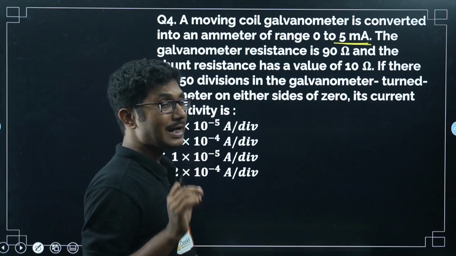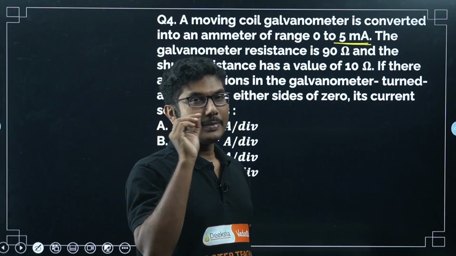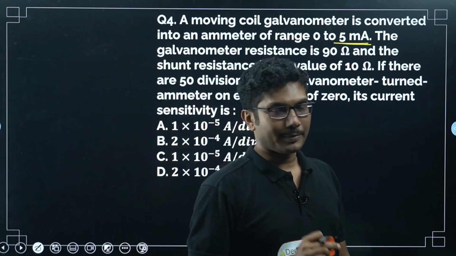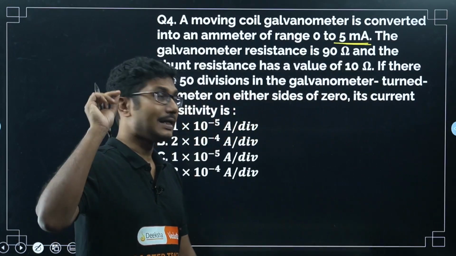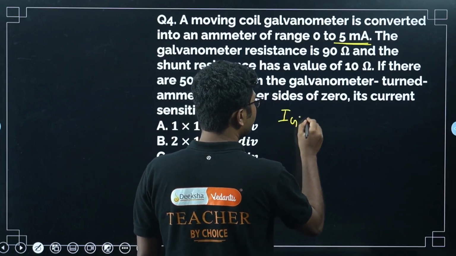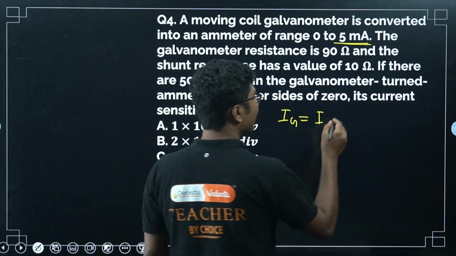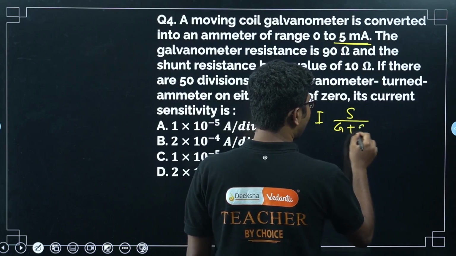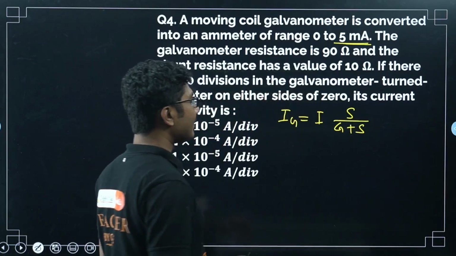Now when 5 milliampere current is passing in the circuit, that current is being measured by the galvanometer, but the galvanometer is not getting that full 5 milliampere current, it is getting less than that current. We know the formula also, Ig equals to, you might be wondering where we have learned this formula. Yes, I have discussed this in the part where I discussed conversion of galvanometer into ammeter. So please do check that video.